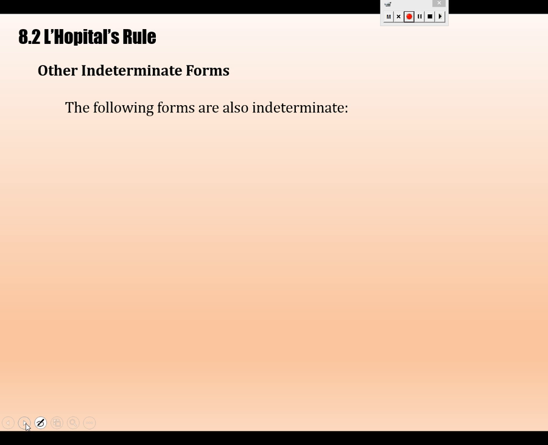Are there other hard limits we might encounter? Sure. These are the other indeterminate forms. 0 over 0 is one. That's not on the list. That's the one we've been discussing at length. But also any of these.